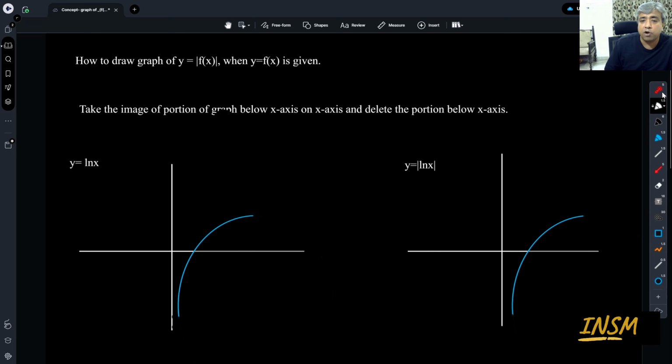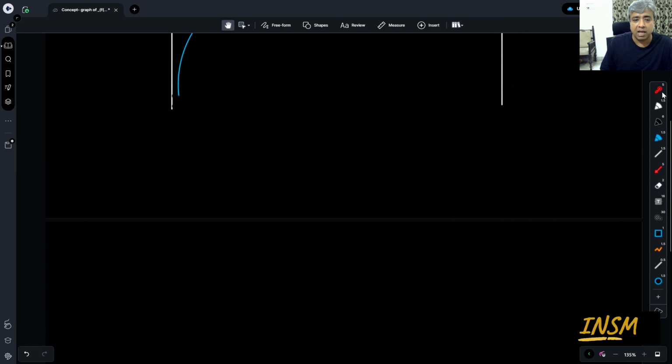Now, how will we draw the graph of y equal to mod log x? So we take the graph of y equal to log x and you have to draw the mirror image of the portion below x-axis on x-axis. So it would come something like this. Then what you do is you erase the portion below x-axis of the graph. So this is the rough graph of mod log x that you are going to get. You can draw it more smoothly. Now we will see another example.